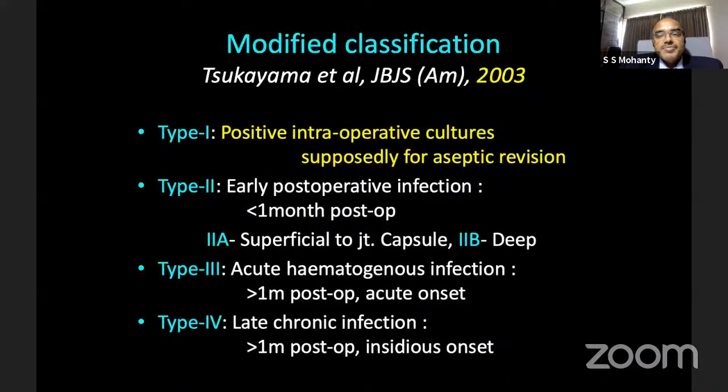So we are following the modified classification from 2003 onward, in which type 1 is the positive intraoperative culture in a supposedly aseptic revision. And sometimes we are surprised to see that it could be due to tuberculosis, which is not common in the UK or any of the European countries, but is very common in India. And more and more resistant tuberculosis is evolving in our country.